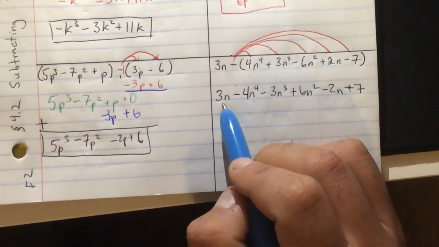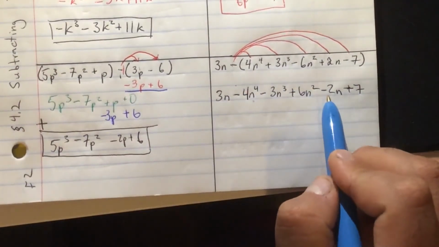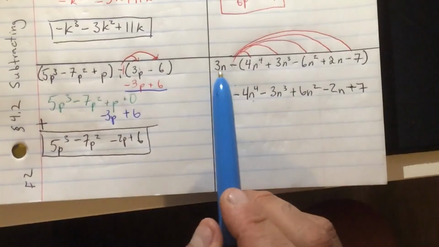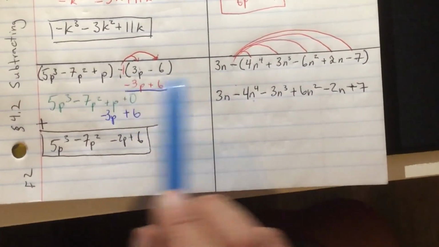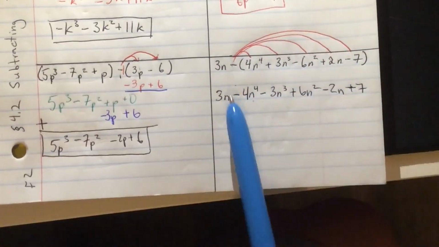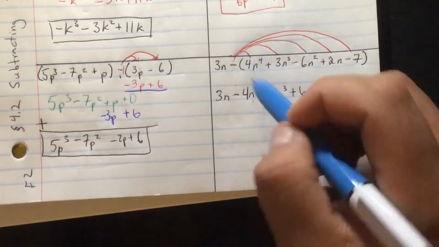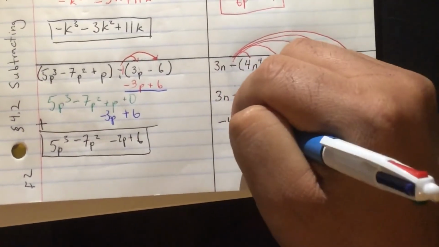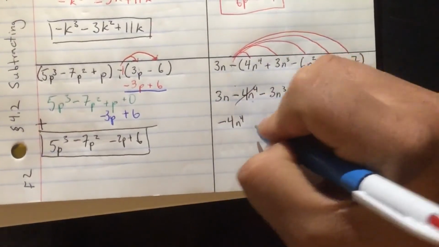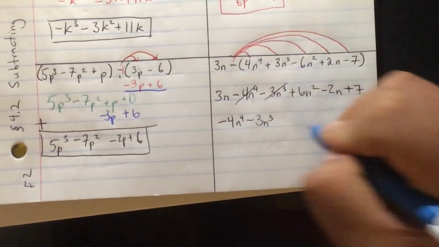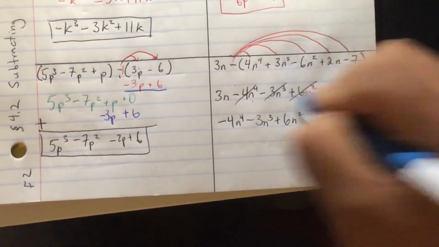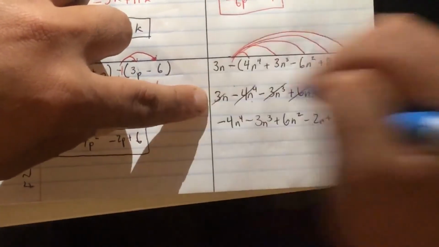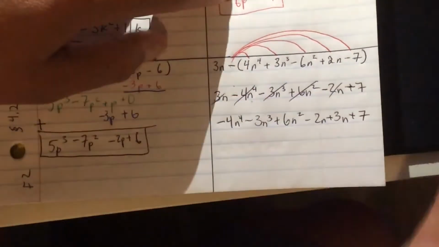So with this one, what you can do is just put it in order, or combine like terms, because there's not a lot to go through. If this was a polynomial that had 5 or 6 terms, then we would put them on top of each other and add. But since there's only one, you can just put it down here and rewrite it. I'm going to rewrite it as negative 4n to the 4th minus 3n cubed plus 6n squared minus 2n plus 3n plus 7. And now we can go ahead and simplify.